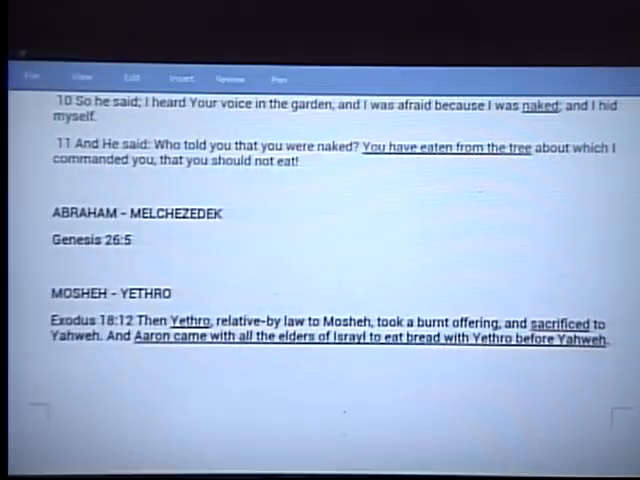Now, how could Yethro do that? How could he offer a sacrifice to Yahweh if he wasn't a priest of Yahweh? Is Yahweh going to take one of Satan's preachers and let him offer up a sacrifice? No, he was a priest of Yahweh, because only priests of Yahweh can offer sacrifices to Yahweh, right? So Exodus 18, verse 12, says, Then Yethro, relative by law to Moshe, took a burnt offering and sacrificed to Yahweh. And notice, Aaron came with all the elders of Israel to eat bread with Yethro before Yahweh. So he was the one who taught Moshe.